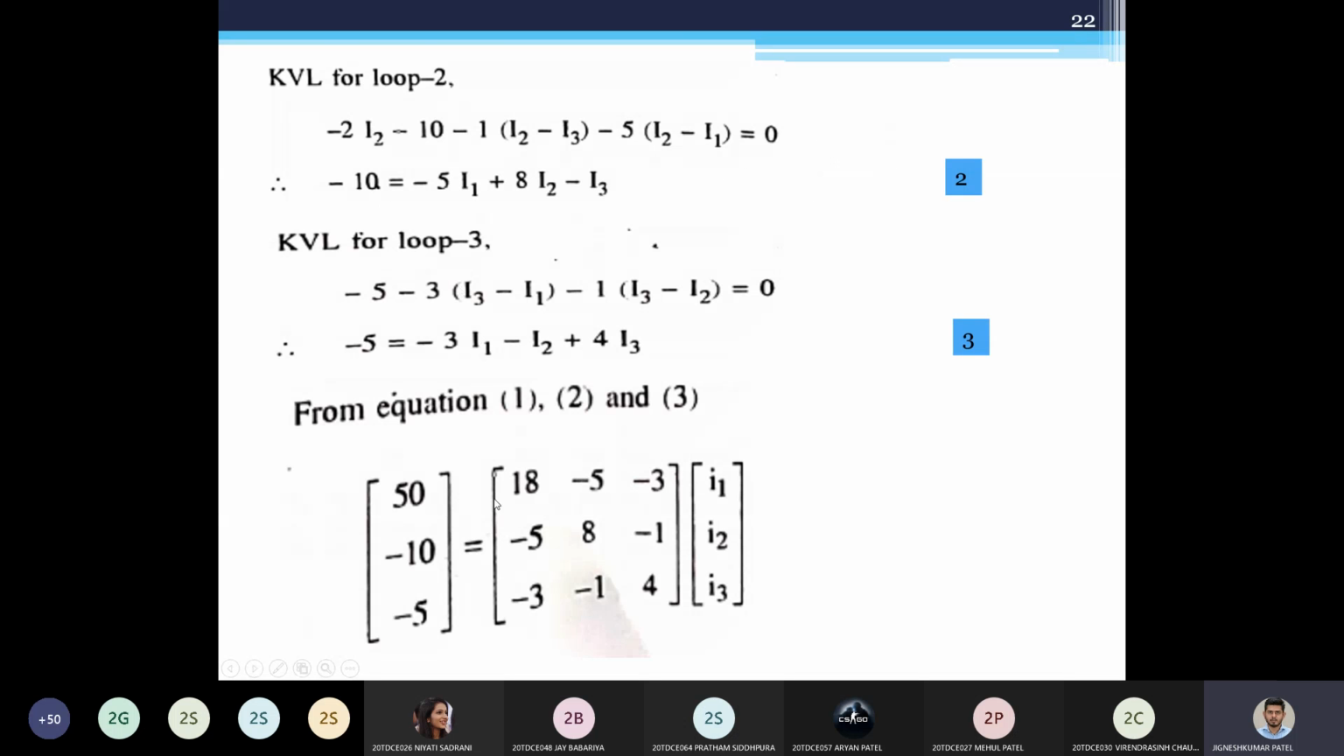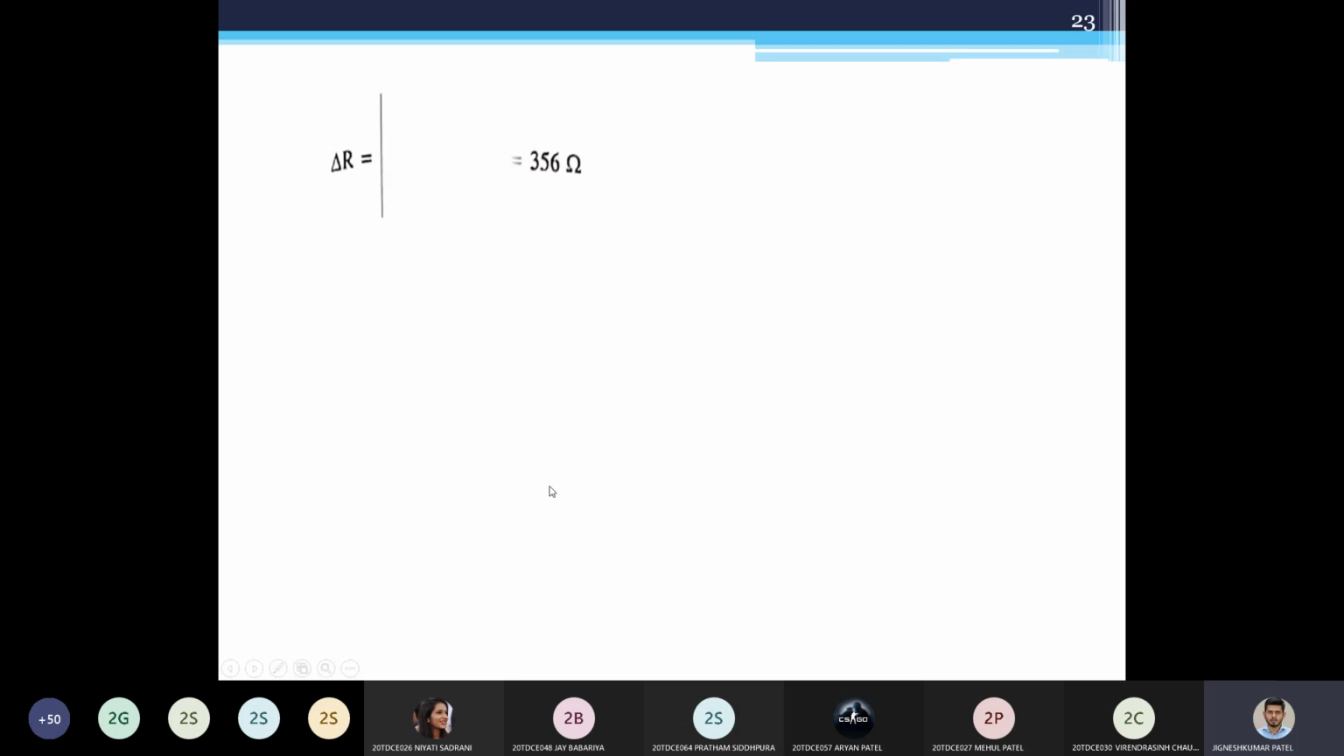So what I am getting here is the determinant of each. First I'll get this delta R, the determinant of this matrix. I hope you know how to find the determinant. Let me give you an example for this one, on how to find the determinant.